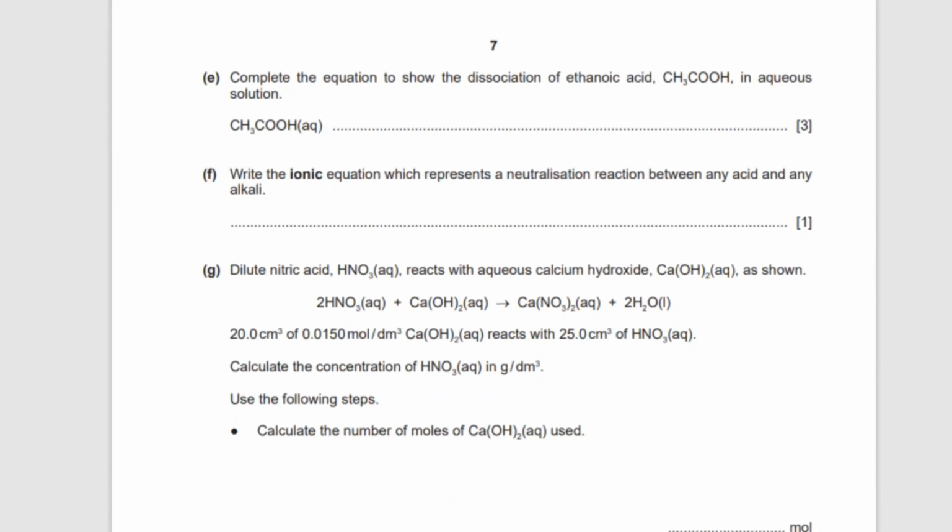Okay, so you have to complete the equation to show the dissociation of ethanoic acid in aqueous solution. So acids generally dissociate, and when they do, they release the hydrogen they have as an ion. All acid must contain hydrogen. Okay, so in this acid, the only hydrogen atom that is available to release is this one.